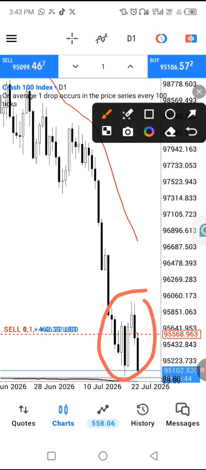The market sold small here, then bought, sold, bought again, then from here is now selling. So the market may still sell backward again. It may even buy to this point before it continues selling downwards. The market can also do that. So there are a lot of possibilities that can happen.